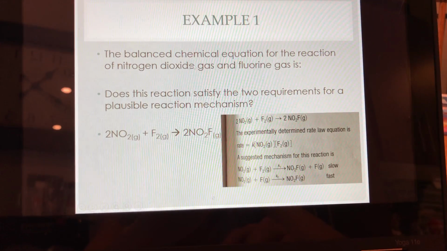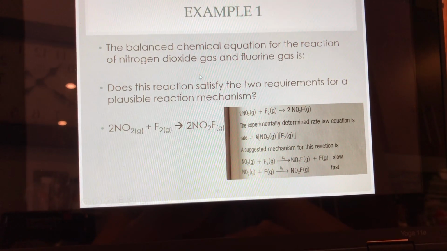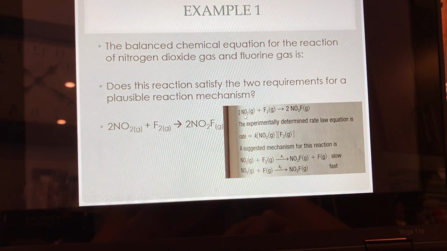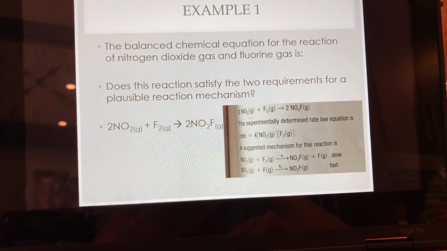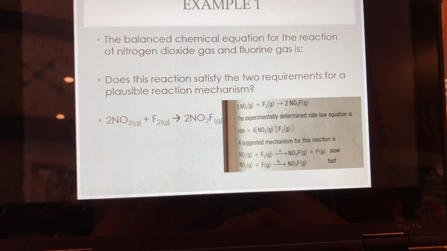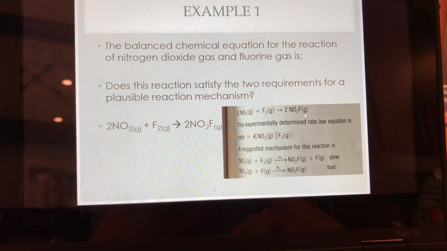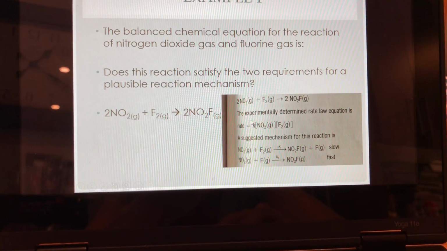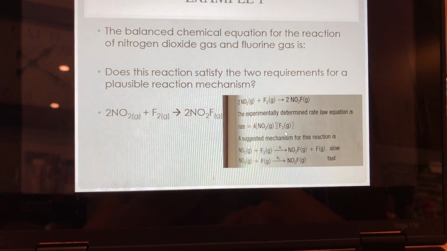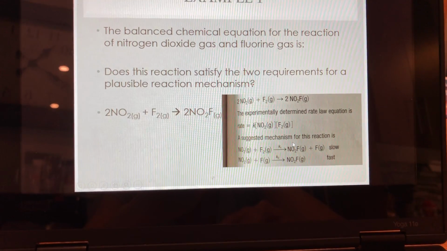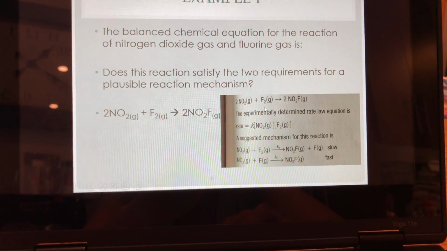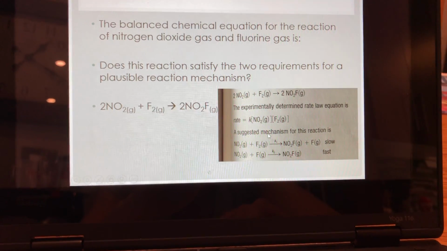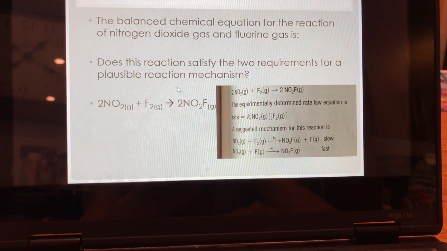The balanced chemical equation for this reaction of nitrogen dioxide gas and fluorine gas is shown right here. So 2NO2 gas plus F2 gas forms 2NO2F gas. And then it shows you the rate law of the overall reaction right here, which was experimentally determined. And then they give you a suggested mechanism or series of steps to get to this overall reaction. So the question asks you, does this reaction satisfy the 2 requirements for a plausible reaction mechanism?